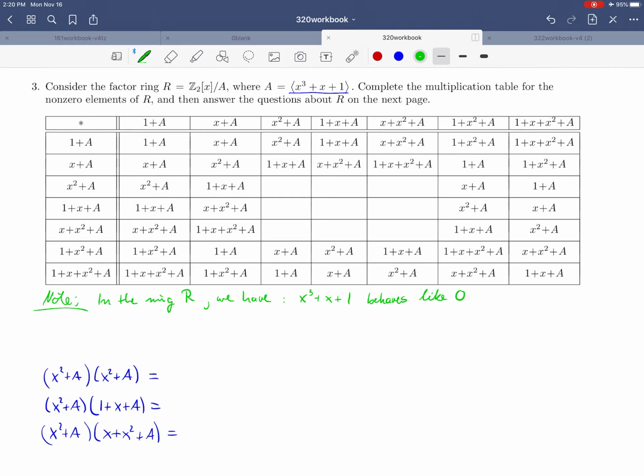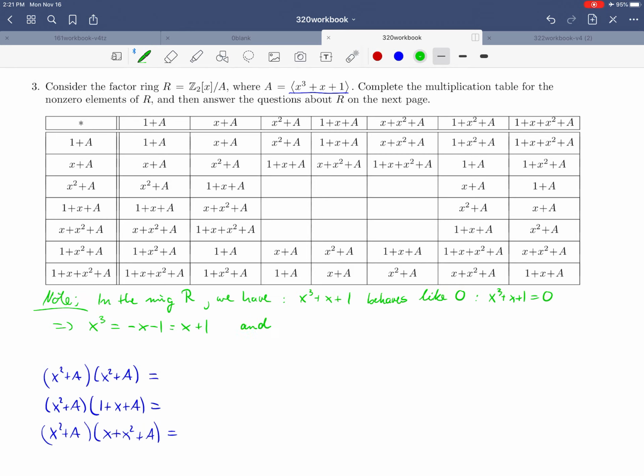And so we can use that. We have x cubed plus x plus 1 is equal to 0, and notice that this implies that x cubed behaves like minus x minus 1. So every time we see an x cubed, we can replace it with minus x minus 1. But the coefficients of our polynomials in this ring are only 0 and 1, so minus 1 is actually the same as 1. So this is the same as x plus 1.